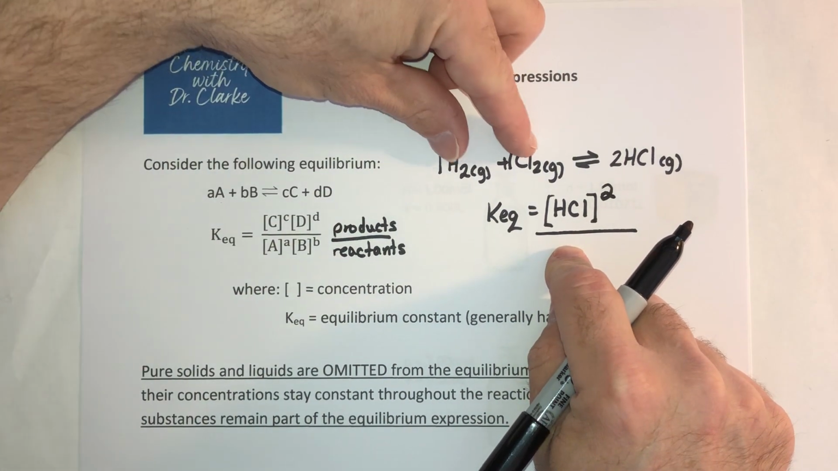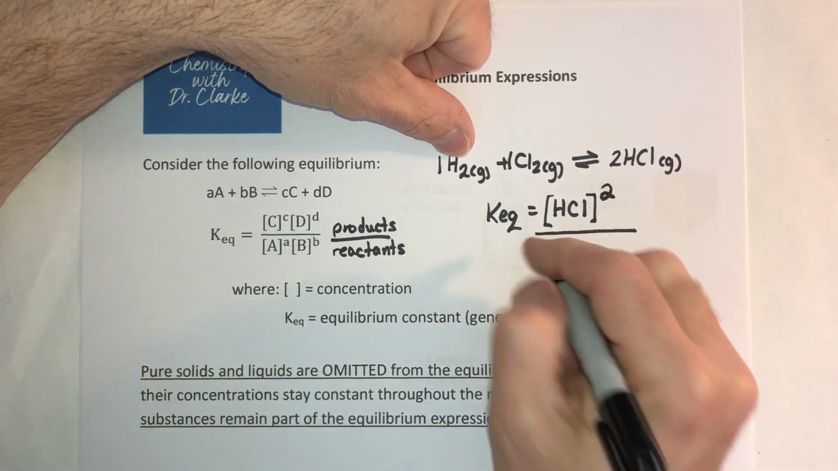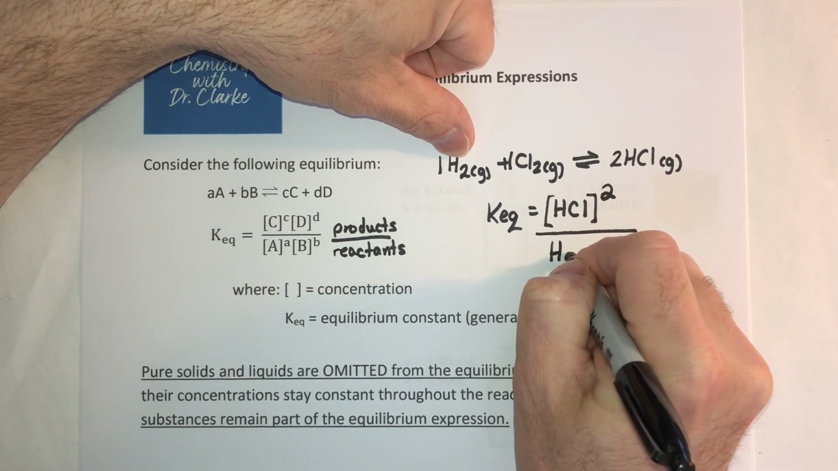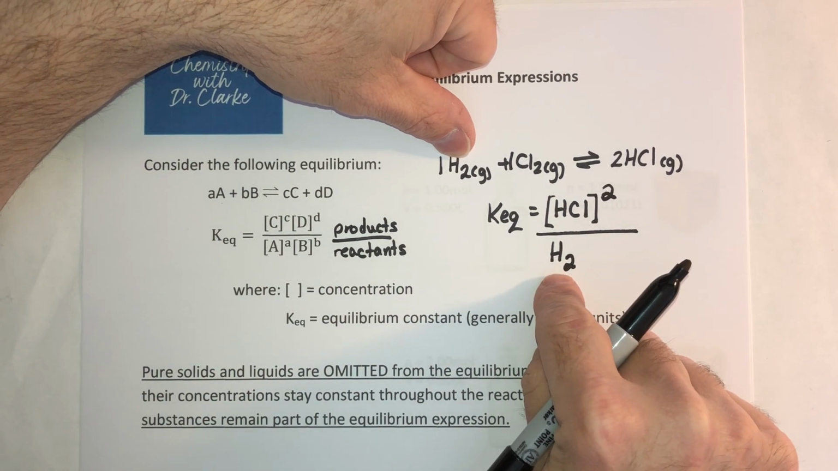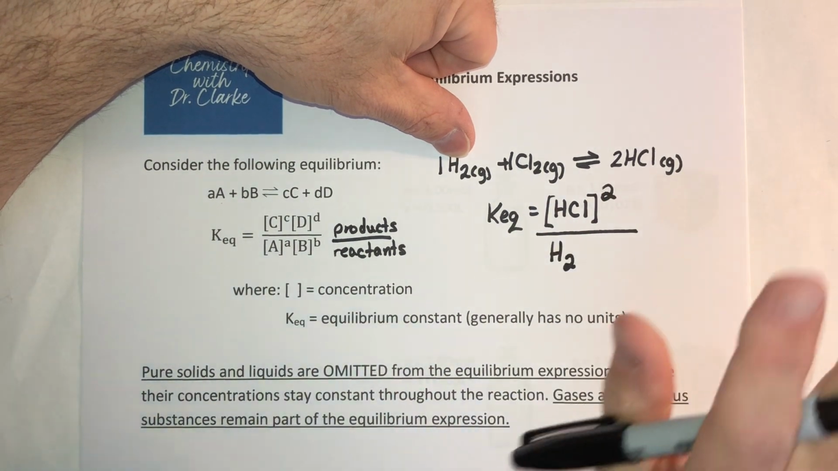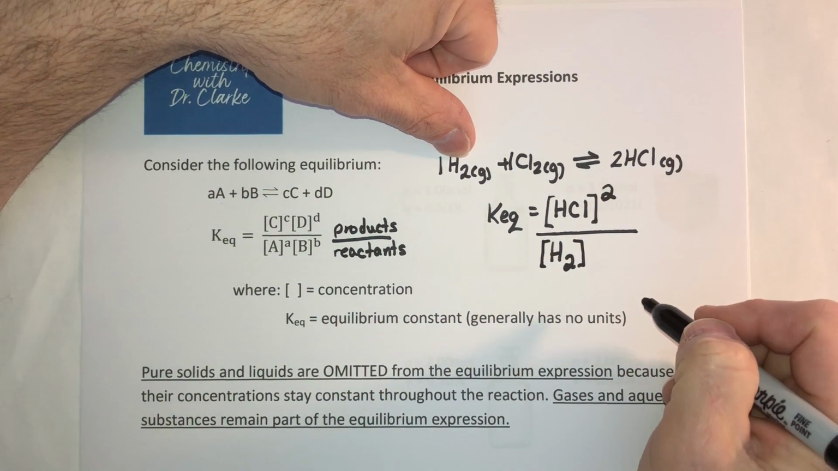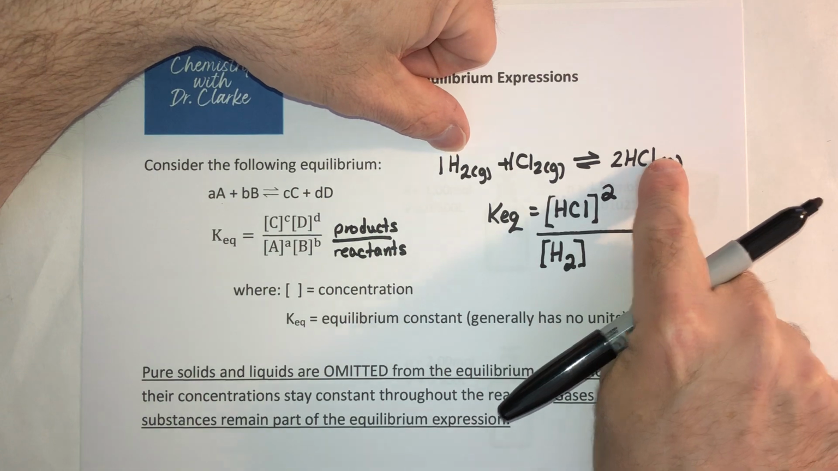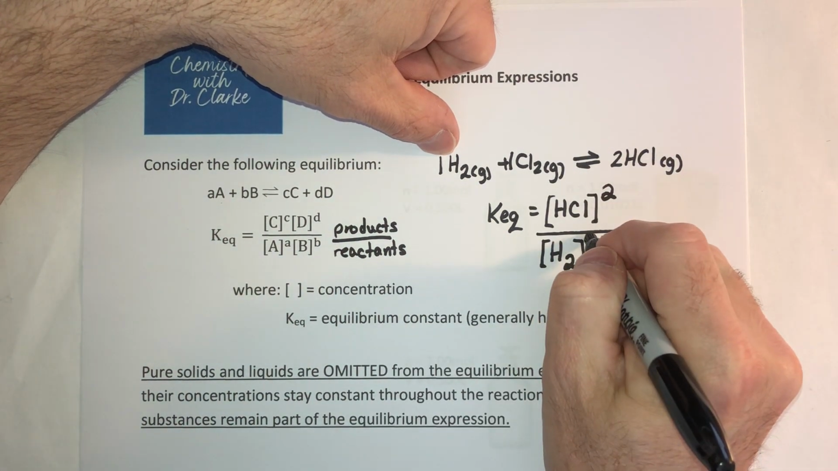Now I do have 2 reactants, so let's deal with them one at a time. The first reactant is an H2. I am focused on concentration, so to tell everybody that concentration is my focus, I'm going to put square brackets around it. And when I balance this equation, there was one H2, therefore the power here will be 1.